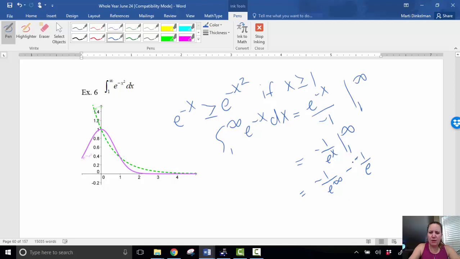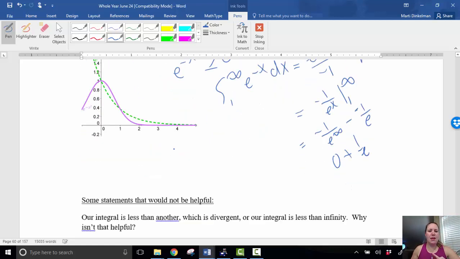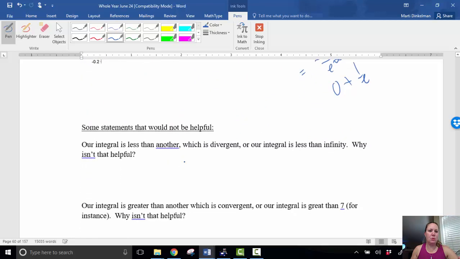I forgot a negative in here. This is bottom heavy, so that's 0 minus -1 over e. So we got something finite. So that's our green one. This one is finite. Okay, this is less than something that's finite, so this must converge. So you'll see those toward the end of the lesson as you're working on your homework.